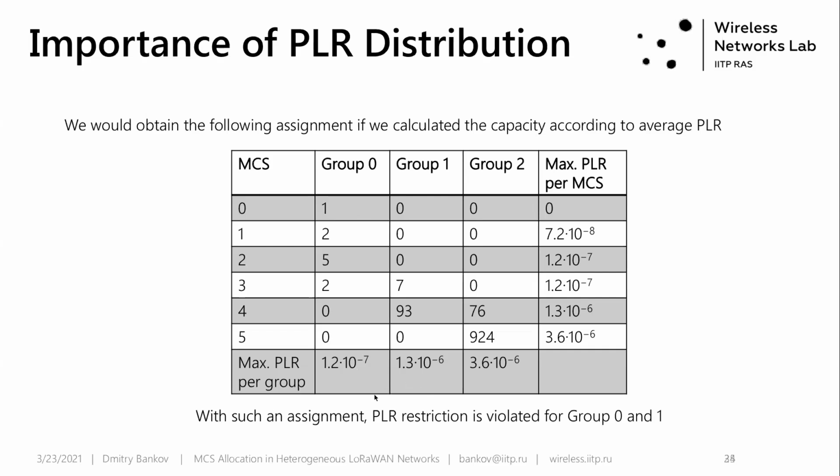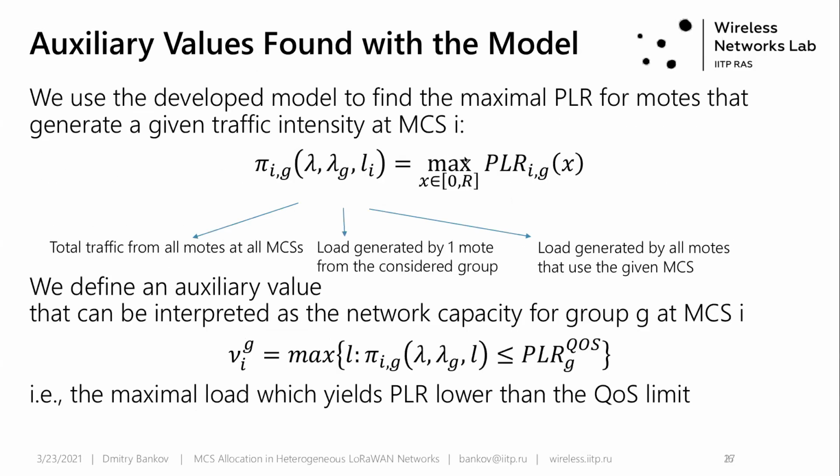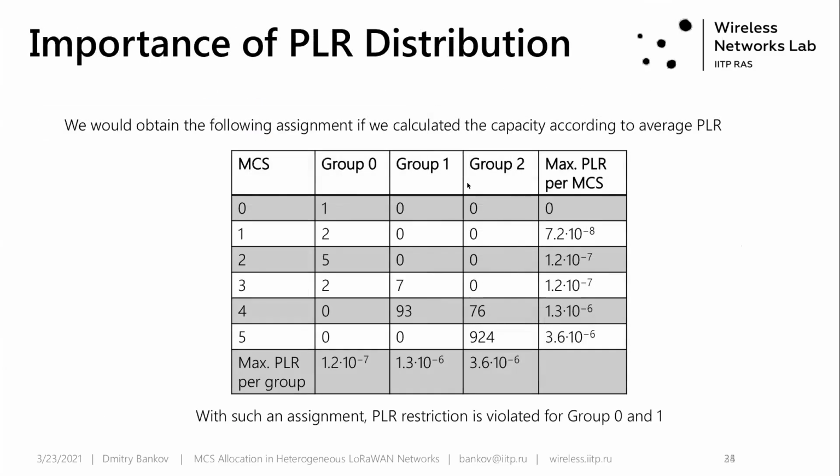So this is what happens if here, instead of the maximum, we take the average of PLR over all modes from the distance from 0 to R from the gateway. So this is why it is important to take into account not only the average PLR, but also the maximal value, so that we can provide the PLR values for all devices, regardless of their distance from the gateway. So for the devices close to the gateway and for the devices at the edge of the network.